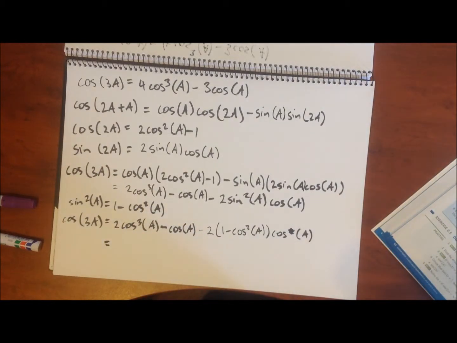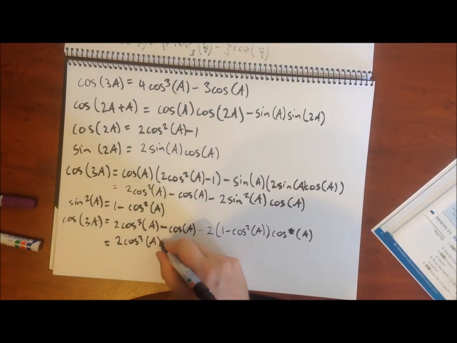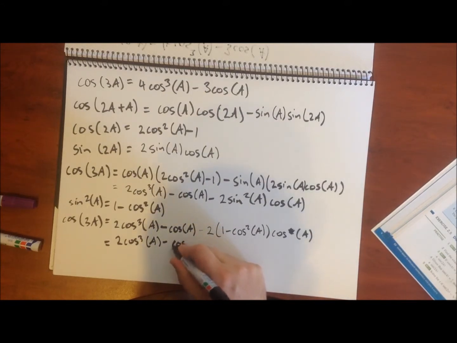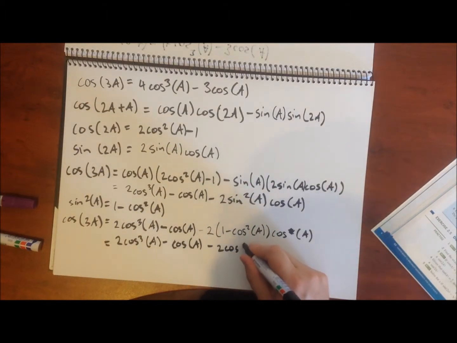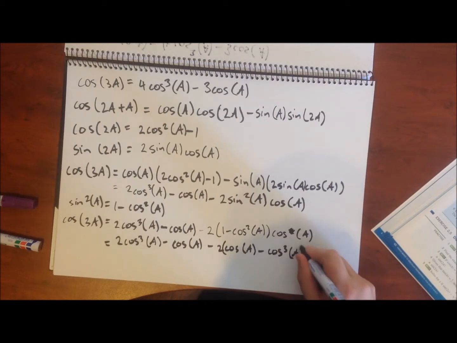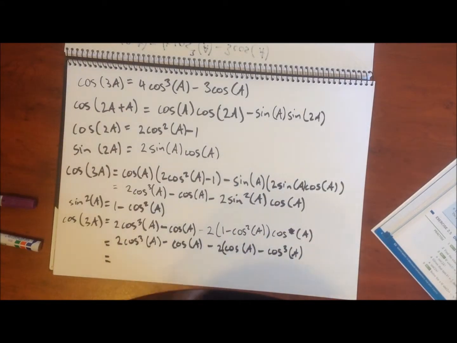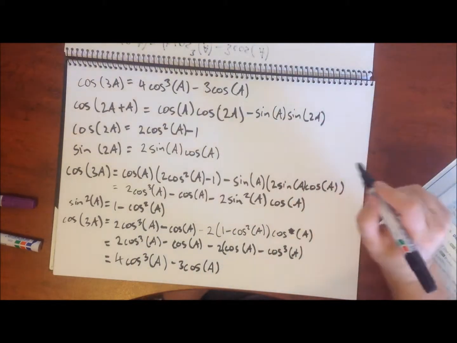We're almost there, because we can simplify that down a little bit further. Get 2 cos cubed of A, take cos of A minus 2 cos of A take cos cubed of A. That's just simplifying a little bit, which we finish off by saying that's the same as 4 cos cubed of A take 3 cos of A, which is what we're trying to get to up here.